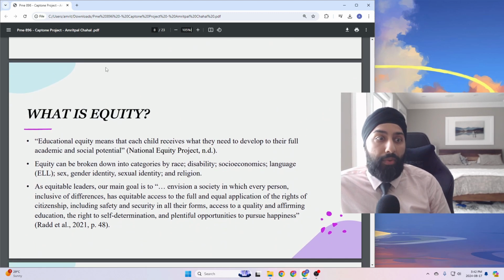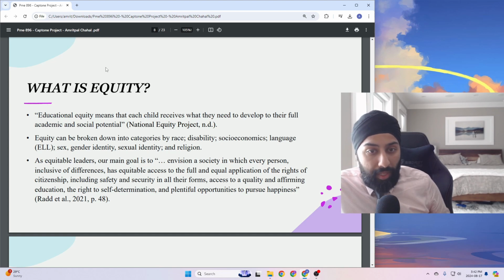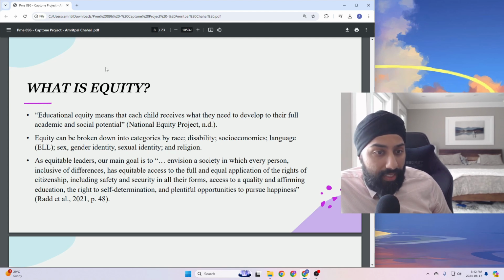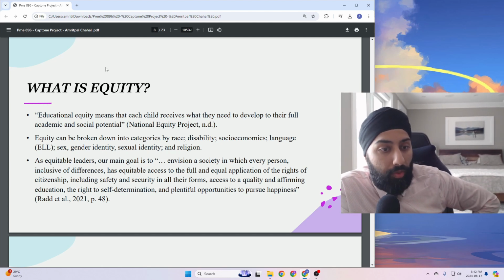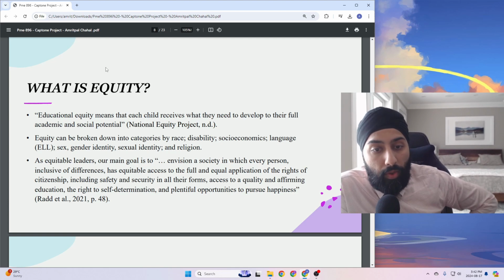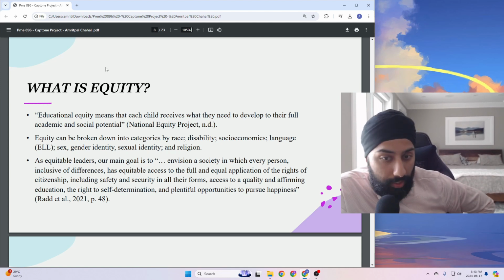Okay, so what is equity? Educational equity means that each child receives what they need to develop to their full academic and social potential. Equity can be broken down into categories by race, disability, socioeconomics, language, sex, gender identity, sexual identity, and religion. As equitable leaders, our main goal is to envision a society in which every person, inclusive of differences, has equitable access to the full and equal application of the rights, citizenships, including safety and security in all their forms, access to a quality and affirming education, the right to self-determination, and plentiful opportunities to pursue happiness.